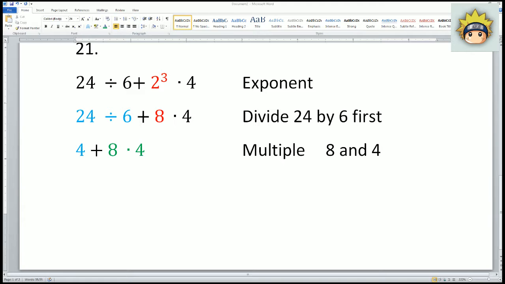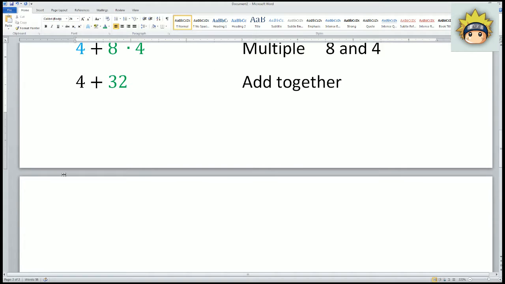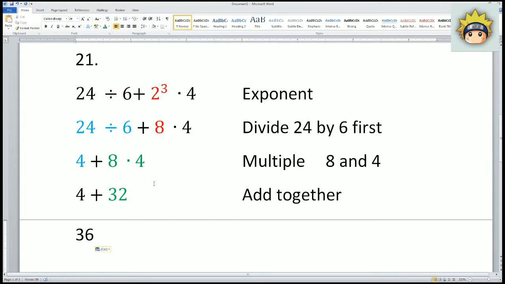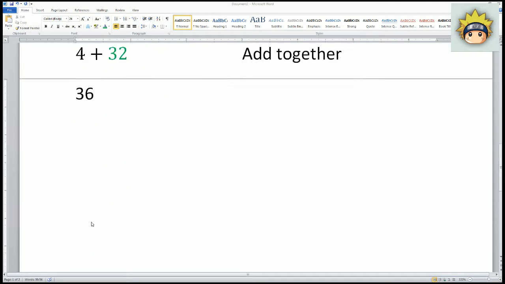So you are left with 4 plus 32. That is what your 8 times 4 becomes. Now you just want to add them together. Once you add them together, you should come up with a value of 36. That is 21. Next, 28.